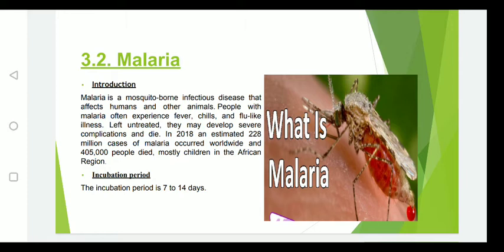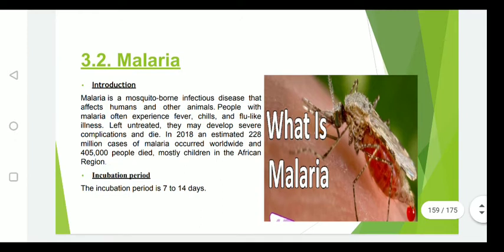In the year 2018, an estimated 228 million cases of malaria were reported worldwide, and 4 lakh 5,000 people died, mostly children in the African regions. Malaria especially affects the African area.